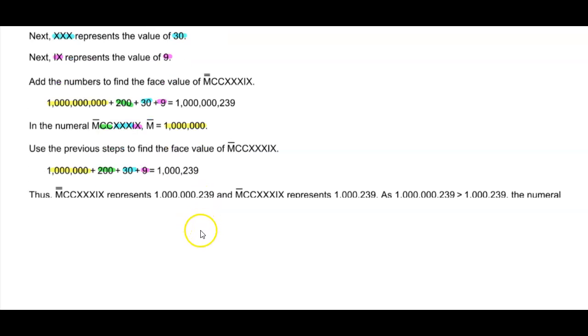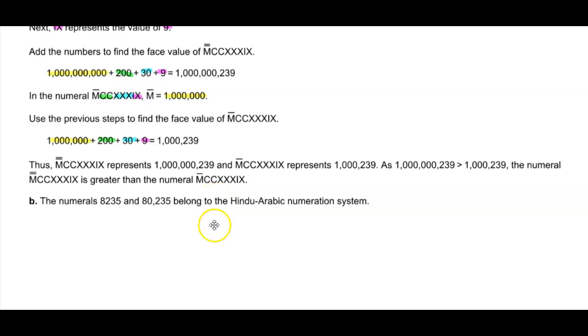1,239,000. Now, if we take a look at the symbols here, the first symbol represents 1,239,000,000, and the second symbol represents 1,239,000. We can see that the 1,239,000,000 is greater than the 1,239,000. Therefore, the numeral of the first symbol is greater than the numeral of the second symbol.